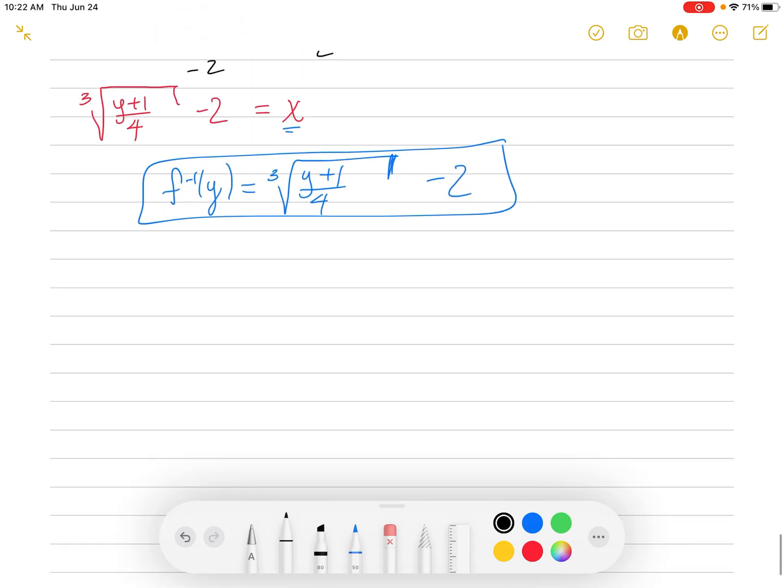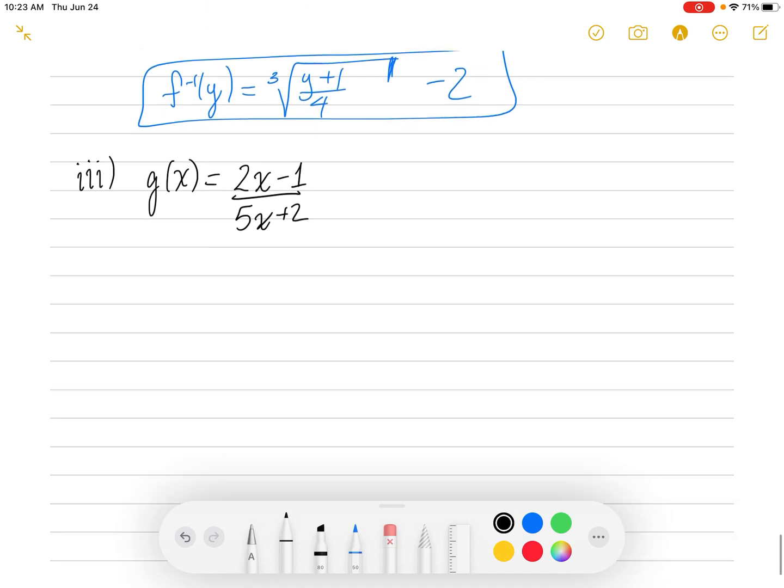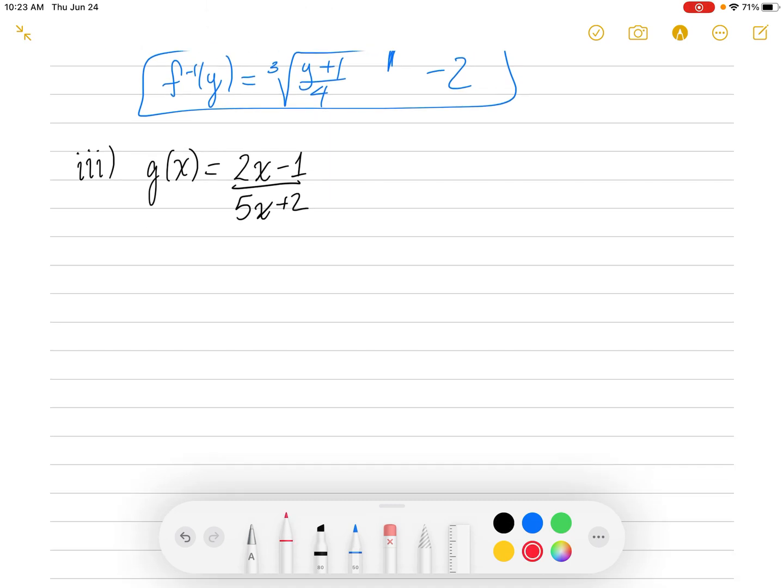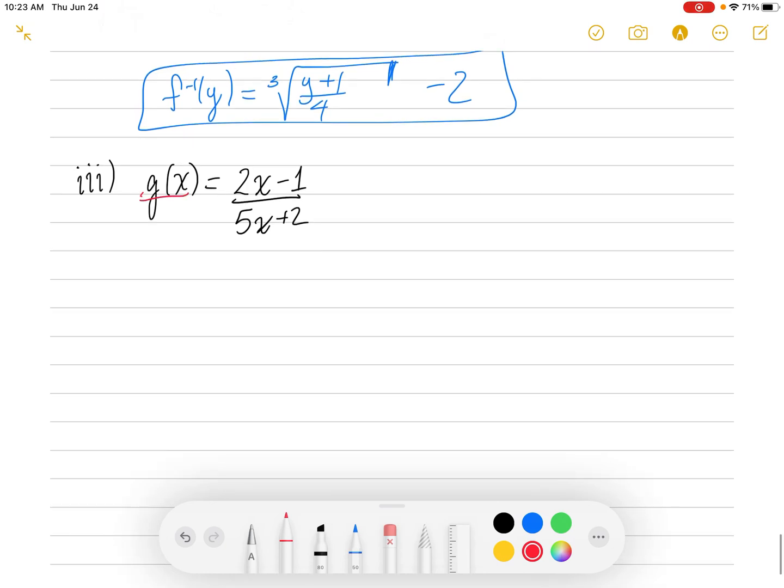That's an inverse function of our original function. Okay, let's do one more here. Number 3. Well, we'll call this one g of x. So g of x is 2x minus 1 divided by 5x plus 2.